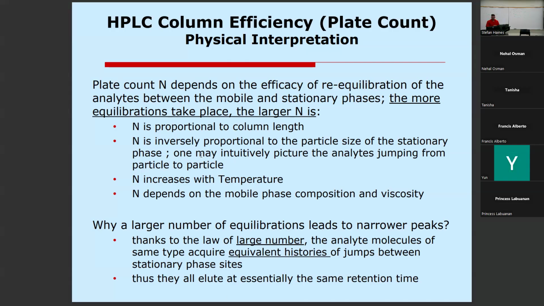Your particle size will change it as well. Your temperature will increase your plate count, right? The more temperature increases chemical interactions, right, at a higher pace. So you get more jumps between mobile and stationary phase for your analyte. And of course, your mobile phase composition and viscosity, right? Column length, again, will give you a longer column, more resolution, right, as well. All right.